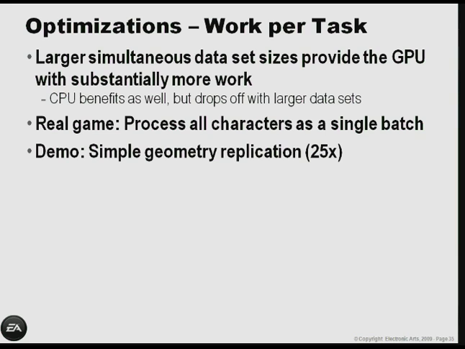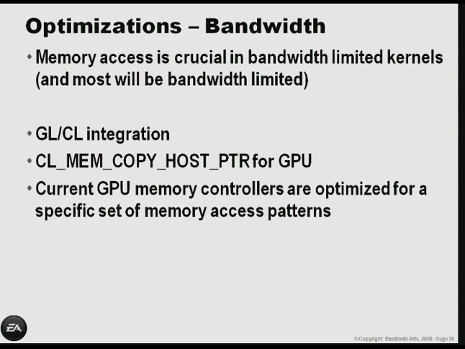The other thing is that you want a large simultaneous data set, again, to make more work per task or to have larger work groups. Initially, our demo was running 1 character. An obvious thing we can do is run more characters. In a real game, you would process multiple characters as a single batch. So if you've got, say, a sports game where you've got 24, 25 people on the field, you're going to do all their cloth simultaneously. For the demo, we just did a very simple replication of the geometry, and we saw a good performance increase on the GPUs. On CPUs, it doesn't really have much effect.